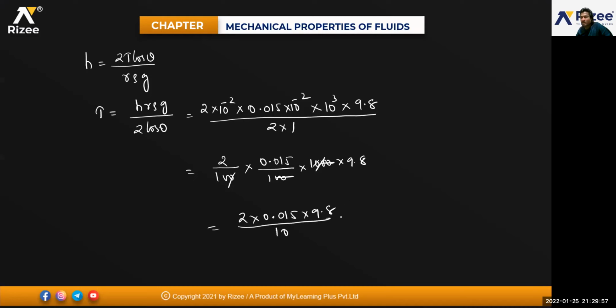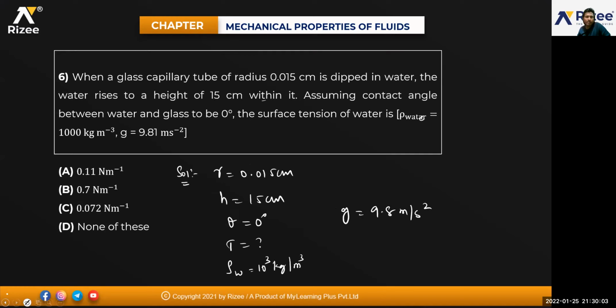Okay, so that will give me the answer. It is 0.11 Newton per meter, option A.